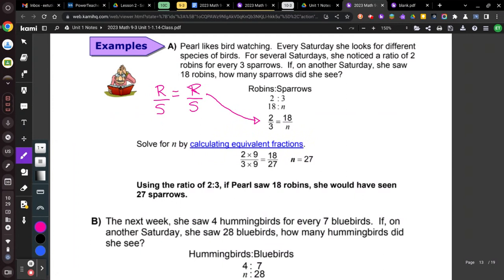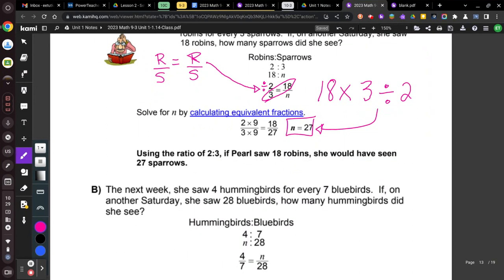And now we cross multiply and divide. So I'm going to multiply this way and divide by the number left over. So we're going to take 18 times 3, divide 2. And that's going to give me 27. That's my missing number. So if she saw 18 robins, she should expect to see around 27 sparrows. Again, what did we do for most of this? It's just cross, multiply, then divide.